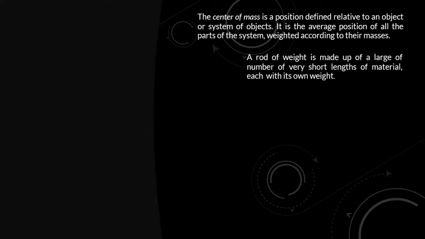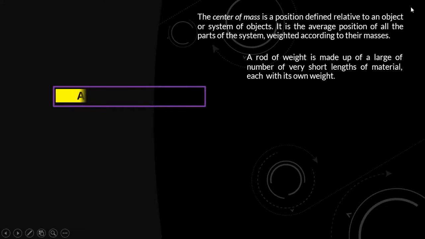Okay, students, a rod of weight is made up of a large number of very short lengths of material. Each has its own weight. Okay, look at this system. This is a very large number of small parts in a system. Okay, students, look at the purple color. We call that a large system.